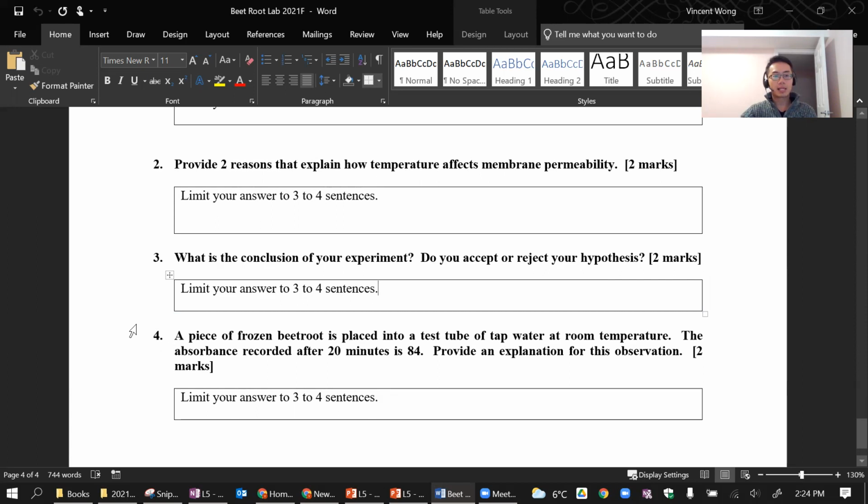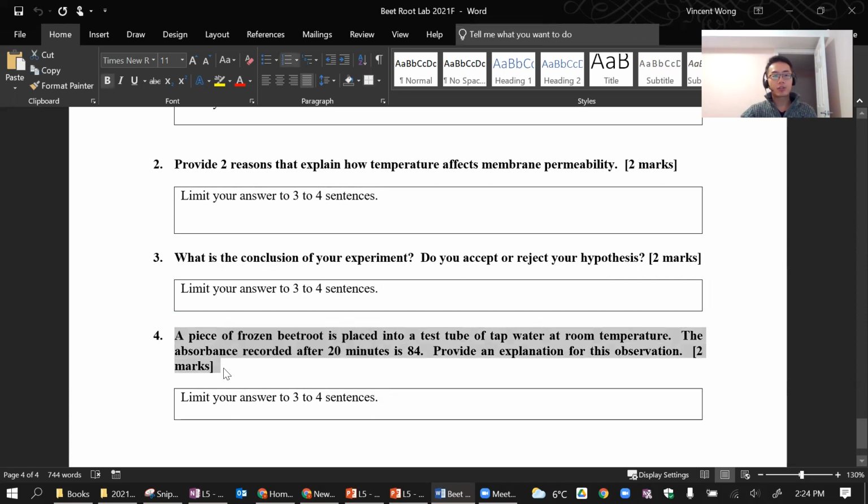Number 4 was a disaster. I actually went through this in tutorial number 4. Okay, for those of you who attend, you would probably remember I talked about this, and you probably got it right on the lab. In the tutorial, I asked you what happens if a piece of frozen cell is placed in regular water, right? And I told you when you freeze the cell, the ice crystals are going to damage the cell membrane. So if you freeze the beetroot, the whole cell membrane is full of holes.